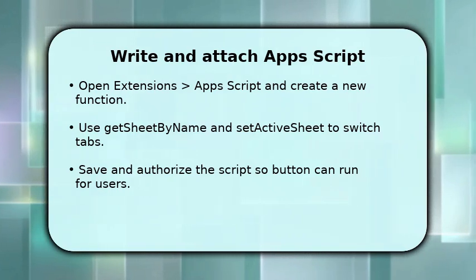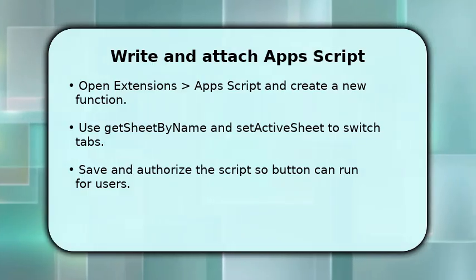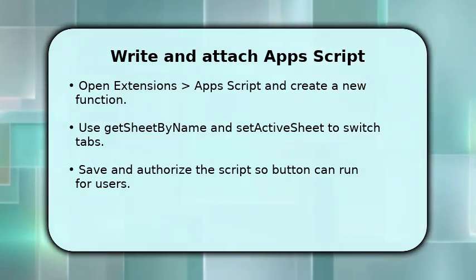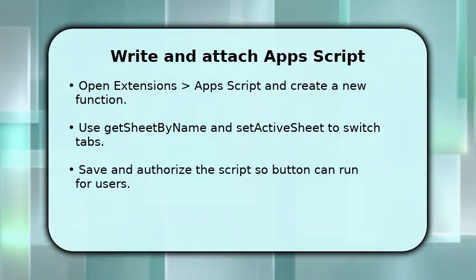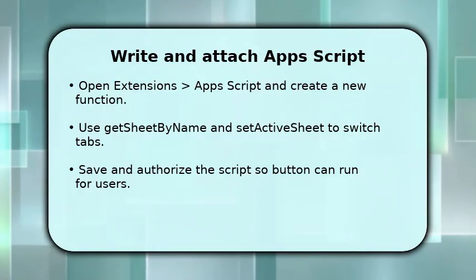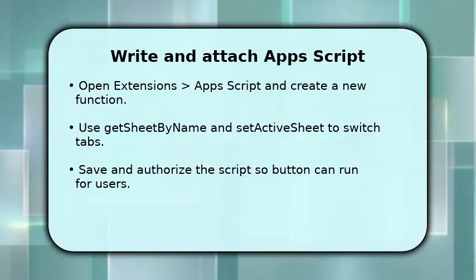In Apps Script, create a function like goToSheet, const ss equals SpreadsheetApp.getActive, ss.setActiveSheet, ss.getSheetByName, targetTab. Replace targetTab with your exact name. Save the project and run the function once to trigger the authorization flow.